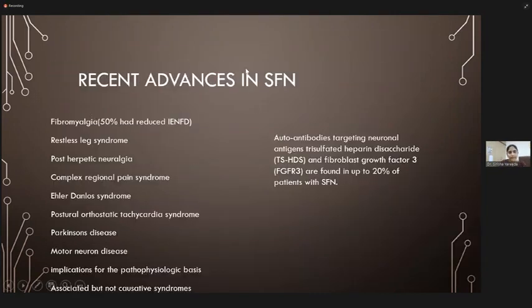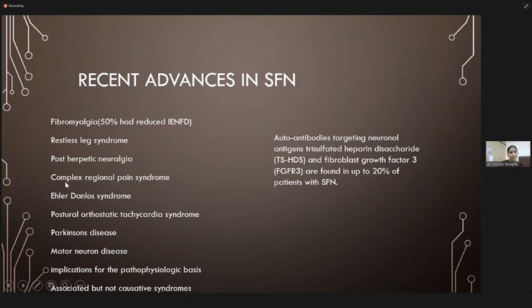So what are the other advances in small fiber neuropathy? Whatever is idiopathic and non-specific, any painful syndrome, there is a curiosity whether there is a component of small fiber neuropathy. Fibromyalgia, previously it was thought to be a non-specific pain disorder or a rheumatological condition like polymyalgia rheumatica. 50% of the patients are found to have reduced intraepidermal nerve fiber density. Even restless leg syndrome, where they have severe dysesthesia during night time, there is a speculation whether it is a component of small fiber neuropathy.